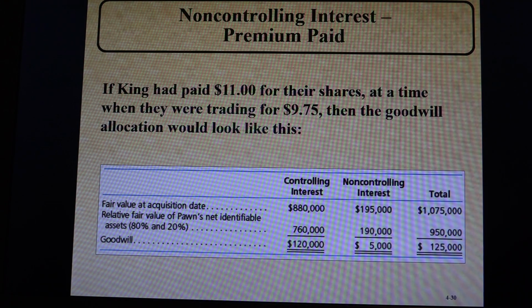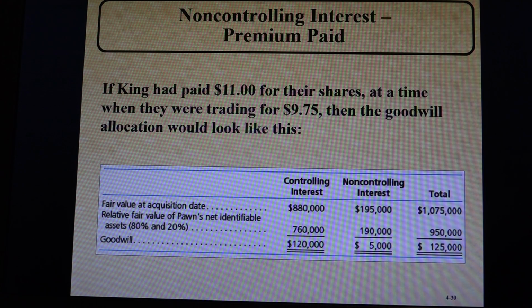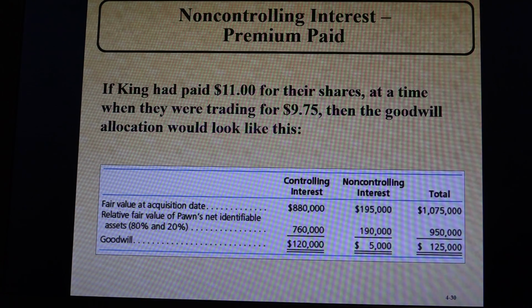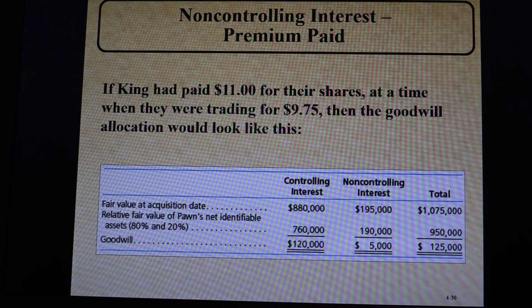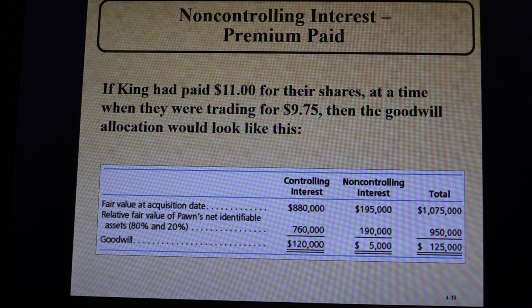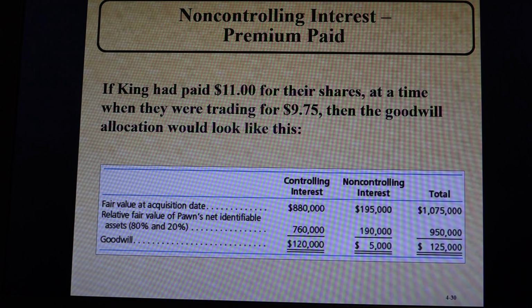So make sure you look at the columns here. This new column called non-controlling interest. Also, there are some new lines in this exhibit. Consolidated net income, underneath, net income attributable to non-controlling interest, also net income attributable to King Company. And then you have your 2 lines down there, your non-controlling interest in pawn as of beginning of year, and then your non-controlling interest in pawn at the end of the year.